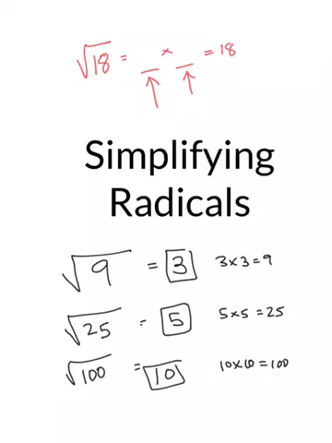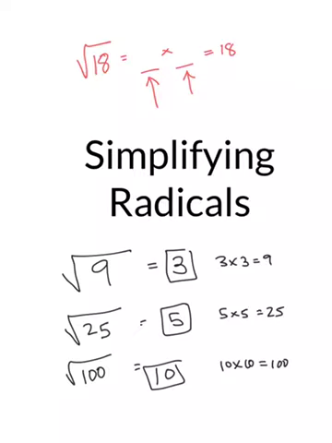Some of you might be thinking 9. If this was 9 and this was 9, that would mean 9 times 9, and that's actually 81. You are correct that 9 plus 9 is 18, but we are using multiplication when calculating radicals.